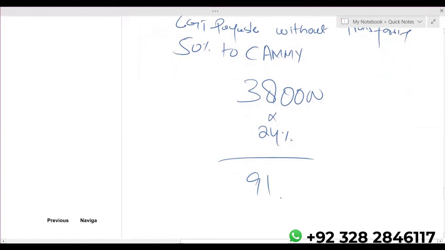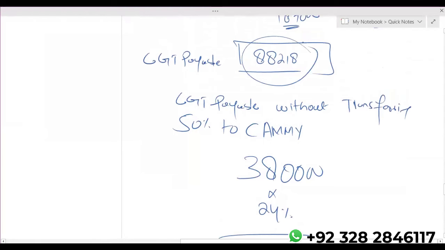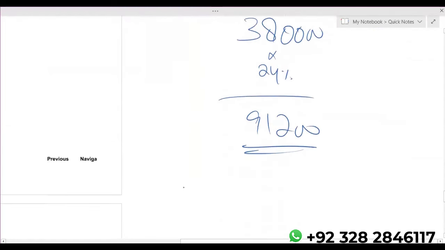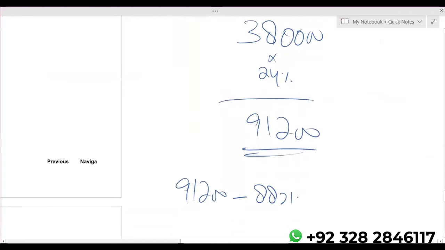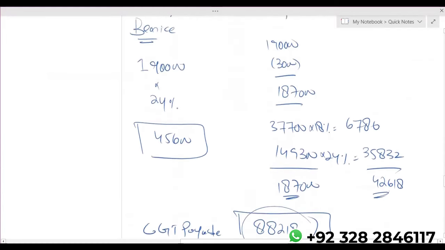So 91,200. If you're not transferring 50% of the property before the disposal to your husband, you will be paying total 91,200. If you transfer, you will be paying total 88,219. So how much CGT will be saved? 88... Let's see. 2,982 will be saved.